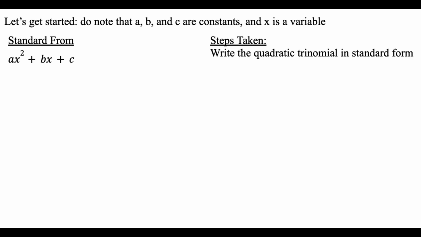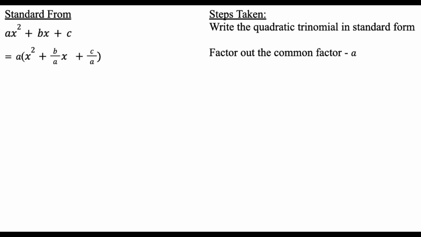Okay, let's get started. The first step is writing down your quadratic expression in standard form, ax squared plus bx plus c. The next thing you want to do is factor out the leading coefficient a. If you have questions on that, I have a separate video that shows you how to factor out the leading coefficient. I will put the links down there.